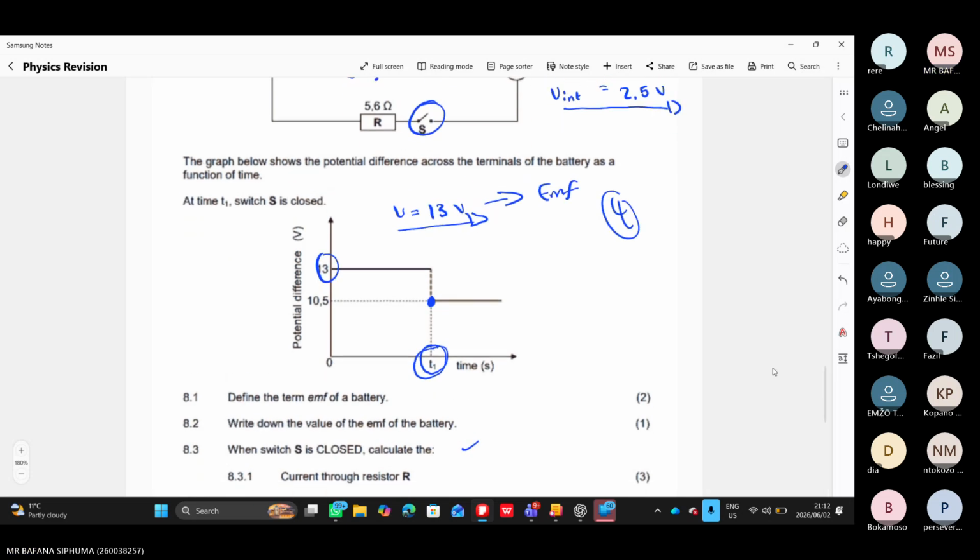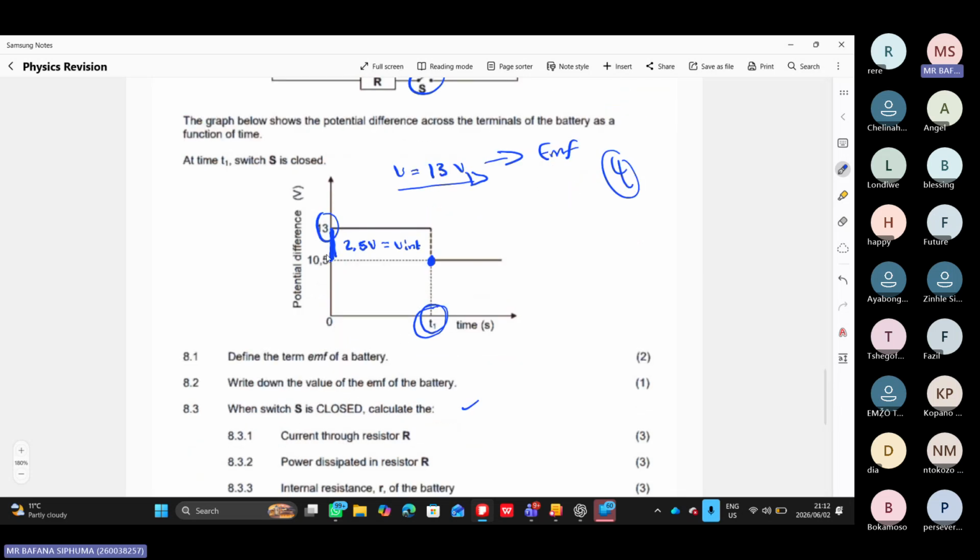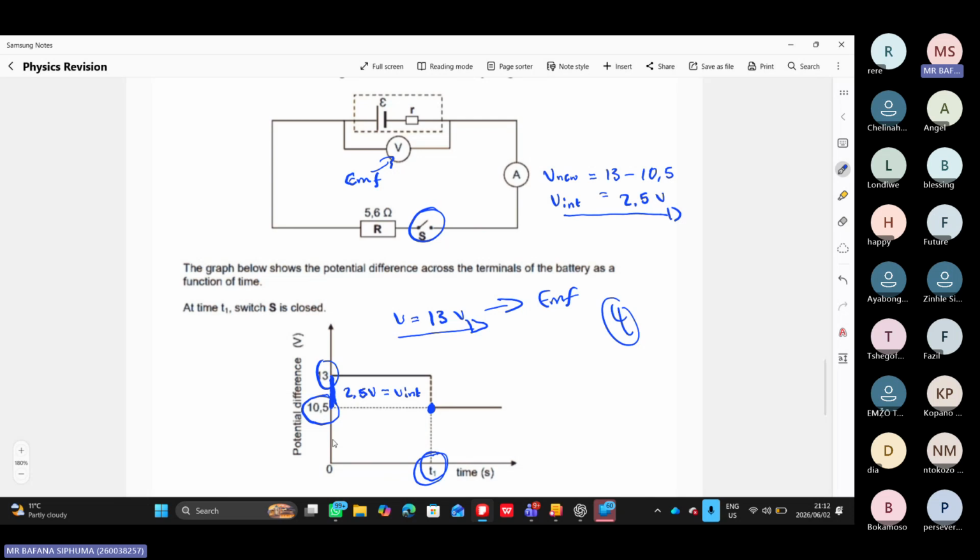The difference here is 2.5, which is your V internal. Then your V external is going to be what? 10.5. 10.5 is your V external, the one it decreased to, because it has decreased by 2.5, by the difference there.